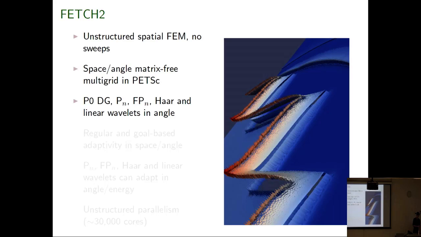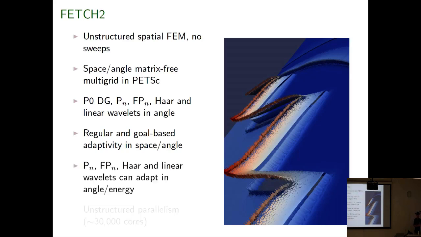So we have regular and goal-based adaptivity in both space, angle, and energy, which is nice. And that's adaptivity in both space and angle. And more importantly, a couple of our different discretizations can adapt in angle and energy. And we get okay parallelism from some of these problems, scaling up to about 30,000 cores, which is pretty decent for an unstructured radiation transport solver.